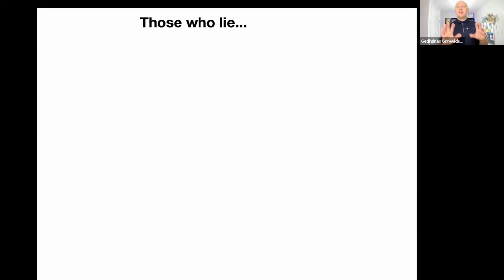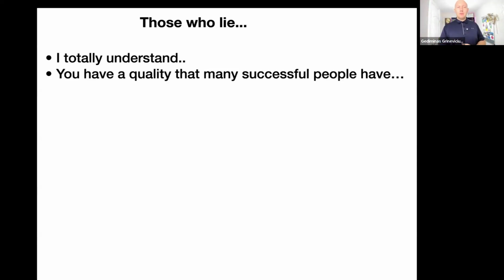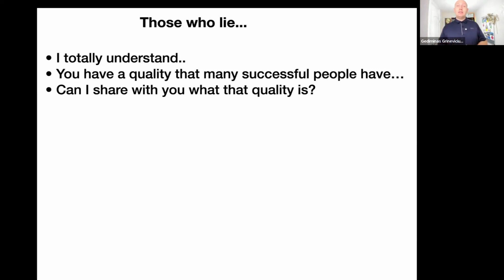And then the second group we said will say, oh, I'll think about it, I'll come back to you later, whatever. Those that fib, right? So what we want to do with them is also transition onto the product. So how can we do it with them? Well, we'll say, I totally understand that you need to think about it and you'll come back to me later. By the way, you have a quality that many successful people have. Can I share with you what that quality is? What do you think they will say? They'll say, yes, please, I want to know what quality I have that successful people have. So many will say yes.